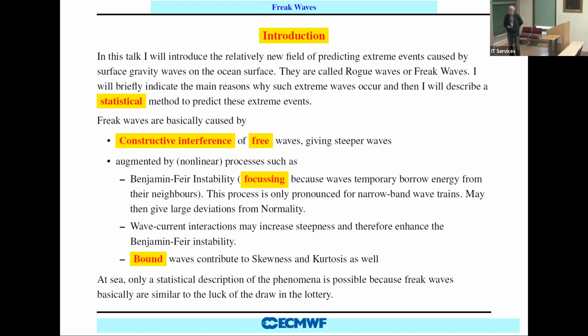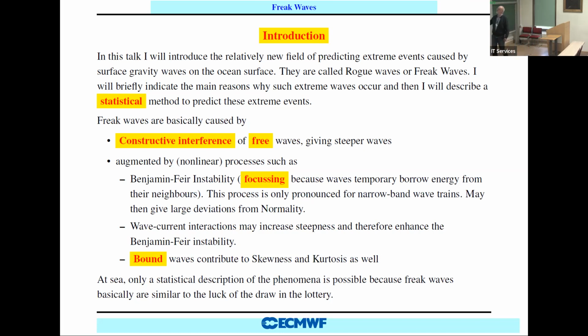So basically, freak waves are caused by constructive interference of free waves giving steeper waves. And with a free wave, I mean a wave obeying the dispersion relation, in this case of surface gravity waves. And so that happens occasionally, that you have a constructive interference, but of course the probability that occurs is fairly small, but it can happen. But when it happens, you get steeper waves, and then you get a number of nonlinear processes which may give rise to focusing of wave energy.